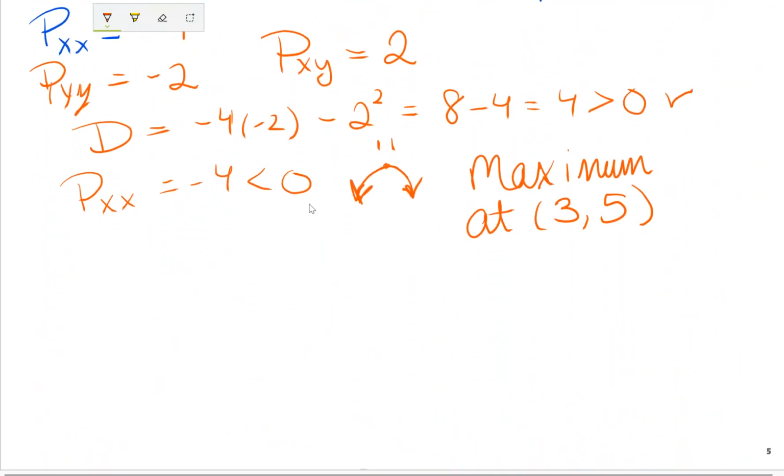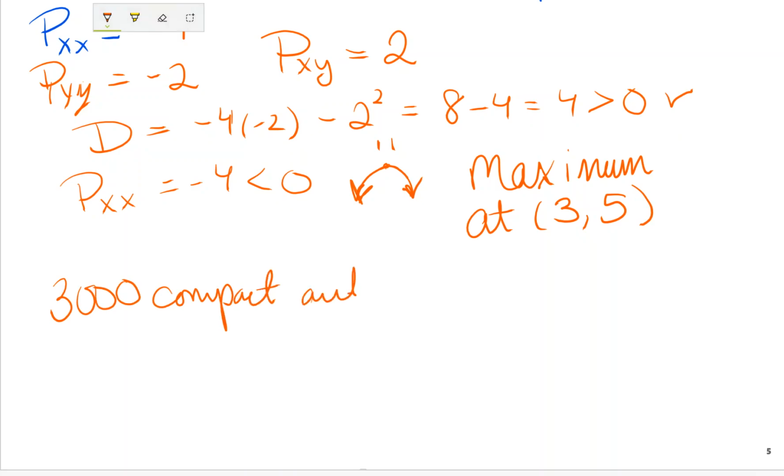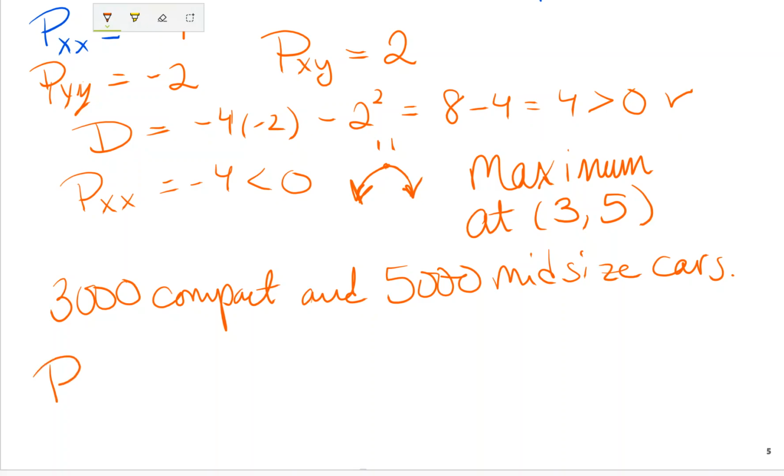So I like to write this out. 3,000 compact and 5,000 midsize cars. Now, another way that I've seen the same problem phrased is that they'll ask you to find the maximum profit, not the number of cars. So if that's what it gave you, what you should do at this point is plug in 3, 5 into that original function we had.